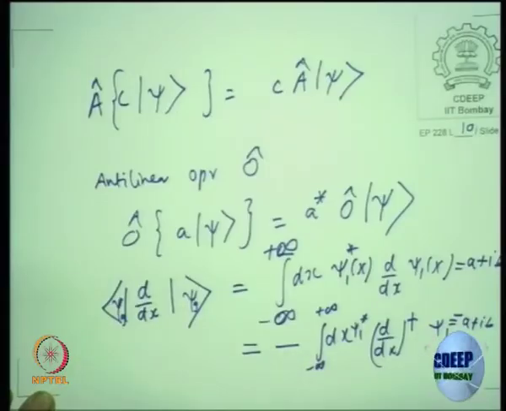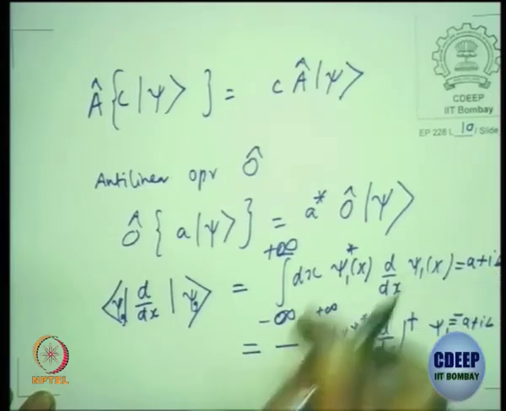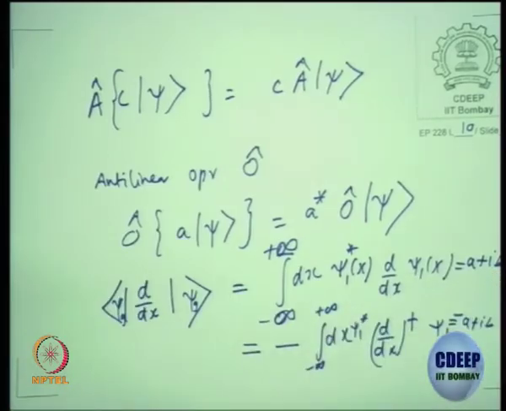So a equal to minus a means a is 0. So it's only b which survived. B is purely imaginary. So if you take the expectation value of a del by del x operator, you can show that the expectation value is purely imaginary. So they don't correspond to observables.